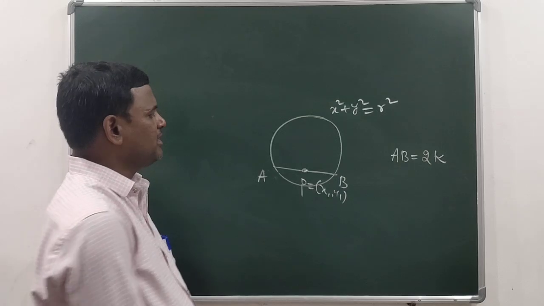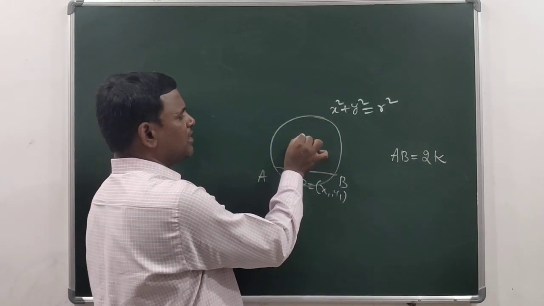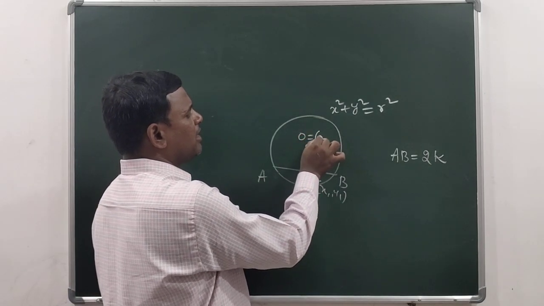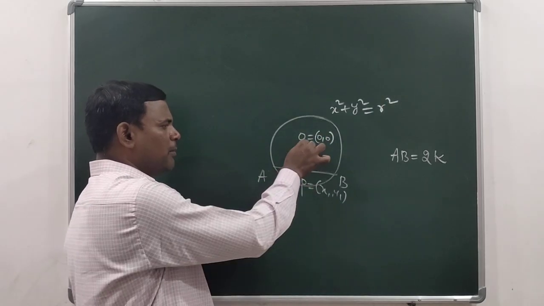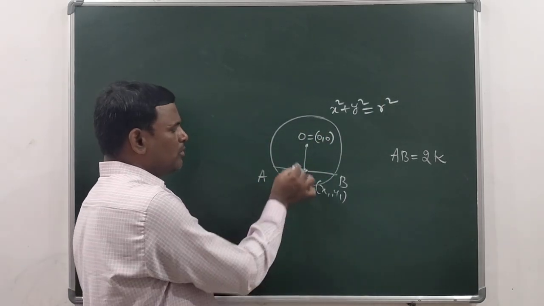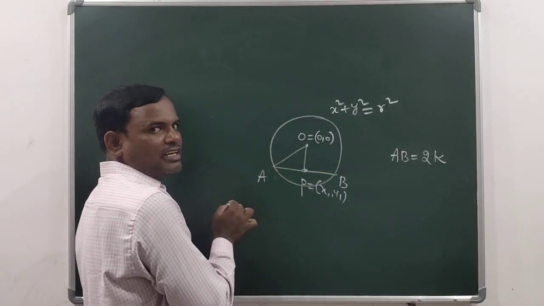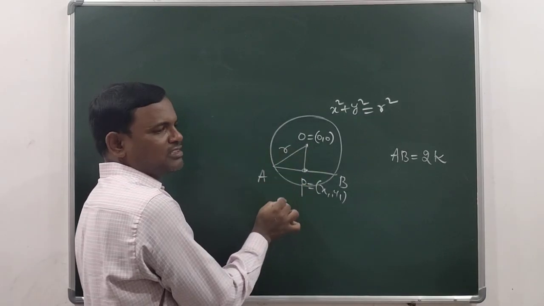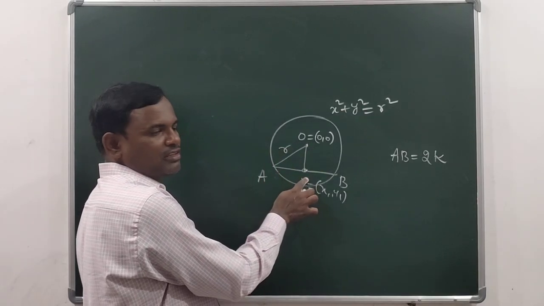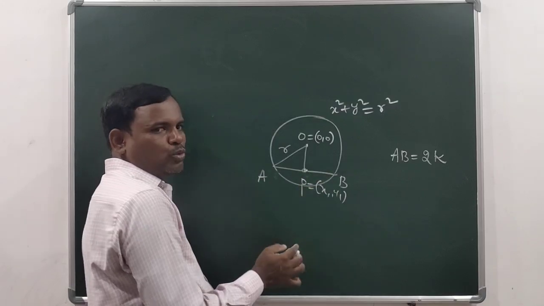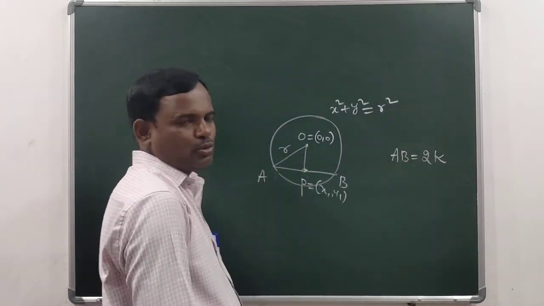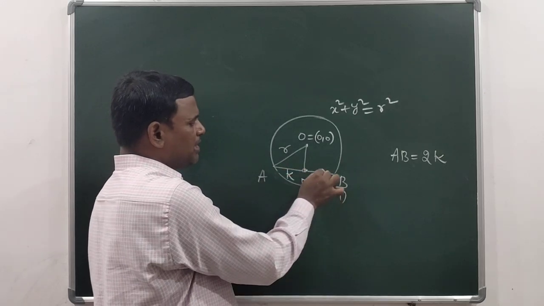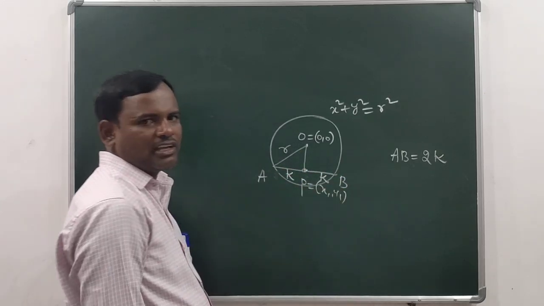How do you find it? See here, identify the center. Let us name the center as O, whose coordinates are 0, 0, and drop a perpendicular. Connect this center with A. This is the radius, and you know the AP length. This P will divide AB into two equal halves because P is a midpoint. AB has length 2k, hence AP will be k, PB will be k.